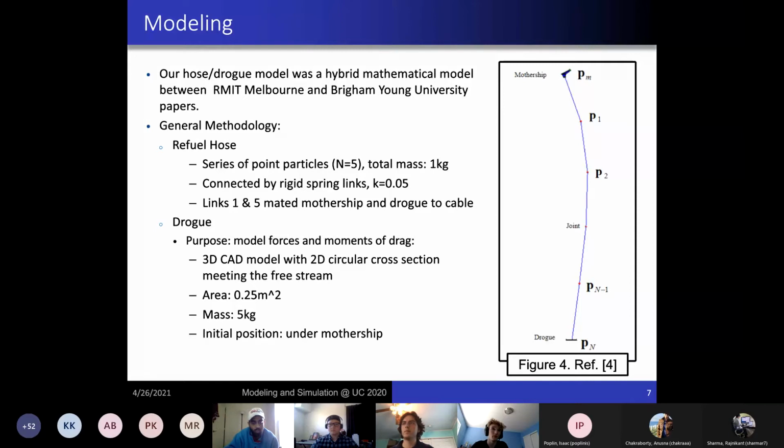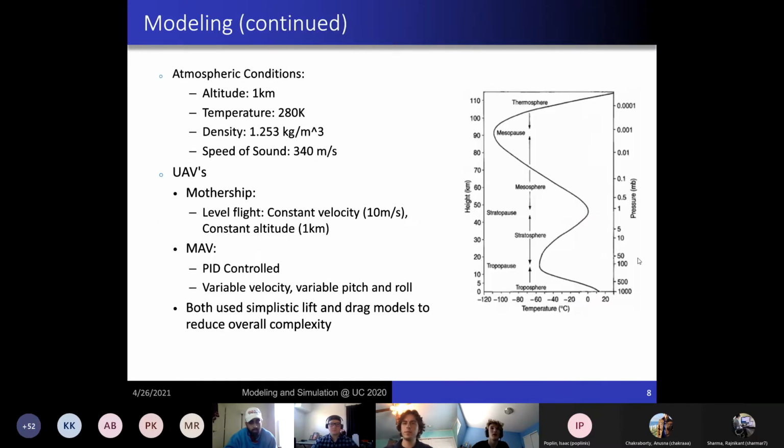And then the drogue at the bottom is modeled as a separate point. We did a 3D CAD model with a 2D circular cross section meeting the free stream, so essentially drag over a circular 2D plate. We went with an area of 0.25 meters squared, mass 5 kilograms, and its initial position was directly under the ship. As far as our other assumptions, we assumed about 1 kilometer altitude, temperature about 280 Kelvin, density 1.253, and speed of sound at 340.